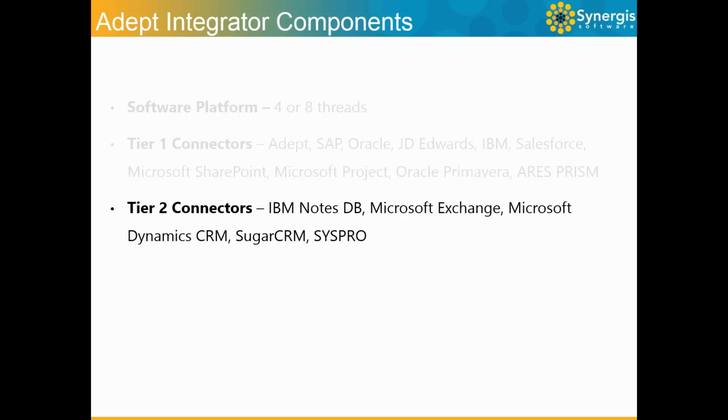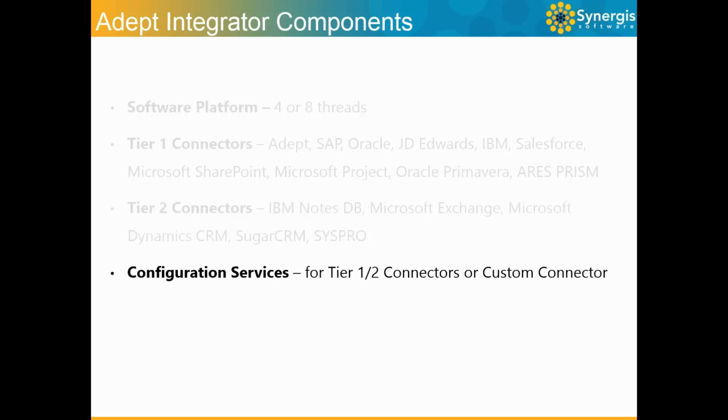In terms of Tier 2 connectors, IBM Notes, Exchange, Microsoft Dynamics, Sugar CRM, and SysPro. So you may need a Tier 1 connector, a Tier 2 connector, or multiple connectors. And if there's no connector that exists, perhaps we'd be looking at developing a custom connector for you based around your requirements. That might be your homegrown, home-developed ERP solution or accounting system. Could be any number of systems that we just don't have a Tier 1 or 2 connector for.